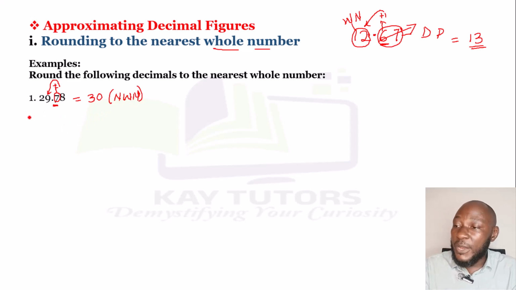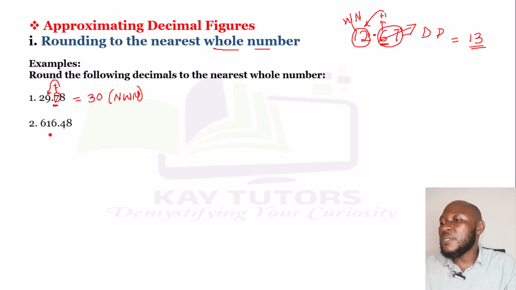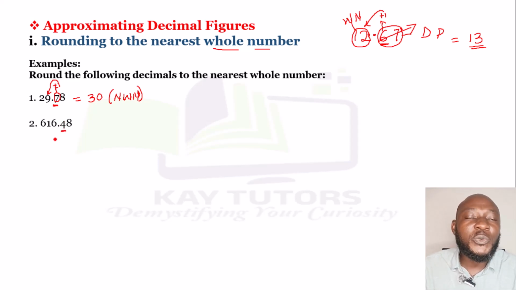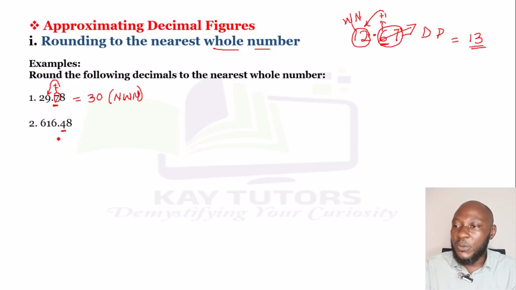Okay, so let us look at the next example, and that is 616.48. Again, you are carrying out your judgment on the 10th digit, and that is 4. So in this case, 4 is not up to 5. What are we expected to do? Of course, we are expected to round down. So you round down to 0, right?